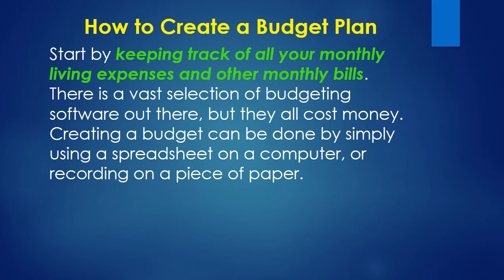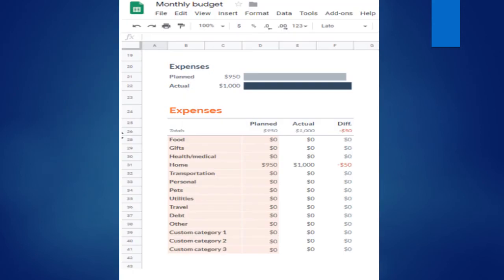So, how do we create a budget plan? We can start by keeping track of all our monthly living expenses and other monthly bills. There is a vast selection of budgeting software out there, but they all cost money. Creating a budget can be done by simply using a spreadsheet on a computer or recording on a piece of paper. As simple as our example here, we have the table for the budget plan for your expenses.